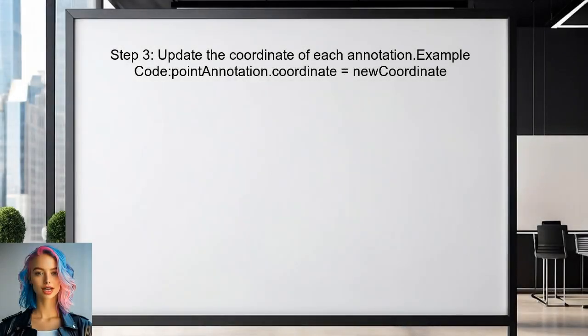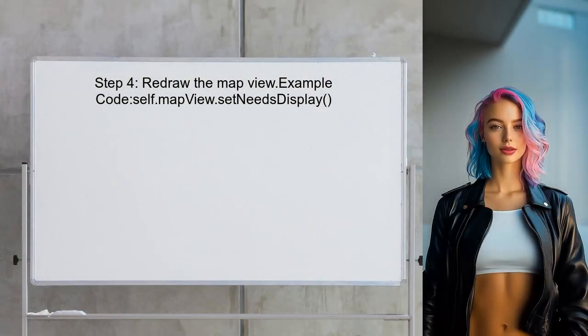Inside the loop, the user can now update the coordinate of each MKAnnotation with the new coordinate created earlier. This is where the actual update happens. Finally, to ensure the map view reflects the updated annotations, the user should call the setNeedsDisplay method on the map view. This will trigger a redraw of the map with the new coordinates.